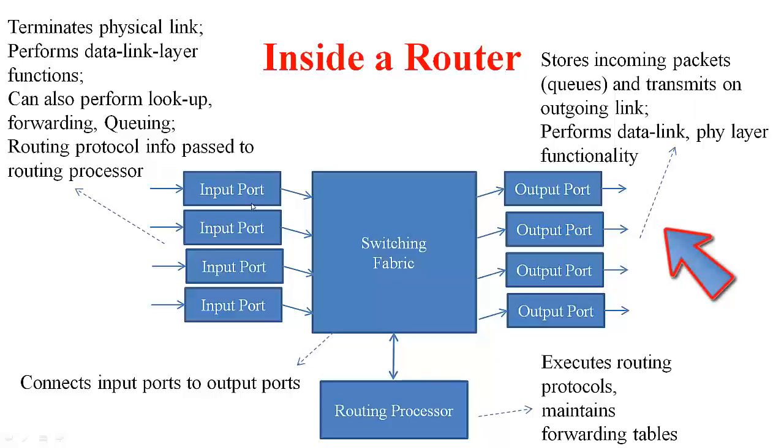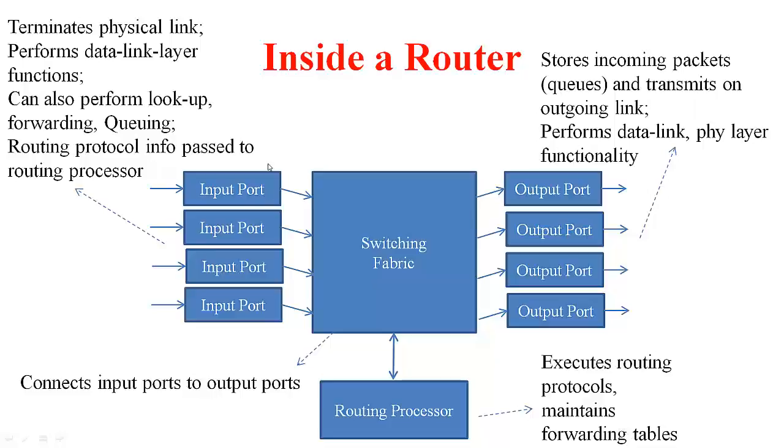Whatever packets are coming from the input port to an output port are often queued and then transmitted on the outgoing link. Before transmitting on the outgoing link, the necessary data link as well as physical layer functionalities are performed on these packets. Now, the switching fabric basically connects the input ports to the output ports. We will see more of this shortly. And the routing processor basically executes the routing protocols and maintains the forwarding tables.